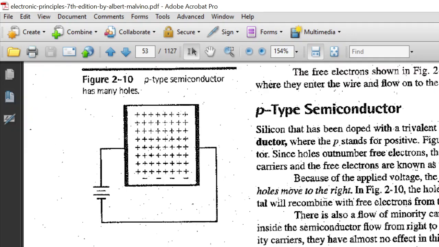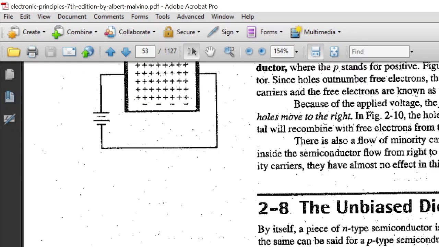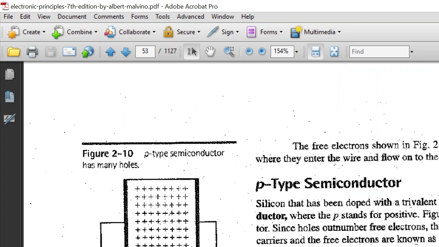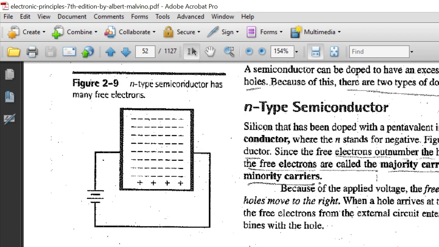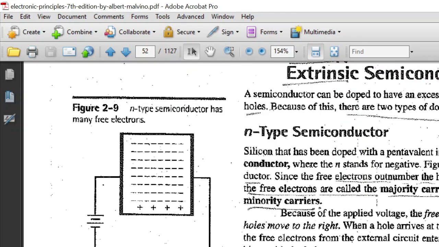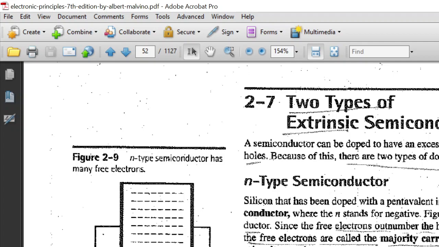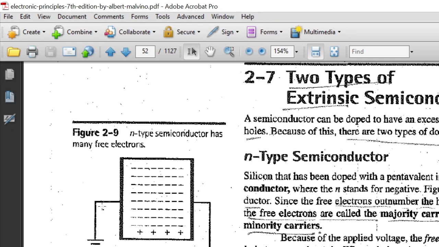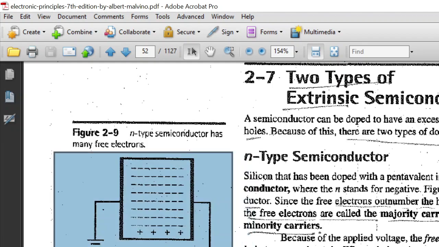Let us learn till this. We are not going to the unbiased diode. We will stop here with N-type and P-type semiconductors. But there is one last point to be added here. An extrinsic semiconductor is either N-type or P-type. N-type means majority free electrons, P-type means majority holes. So when we have an N-type semiconductor and we apply a battery across it, look into the picture. We apply a battery. What will happen? The majority carriers are the free electrons.